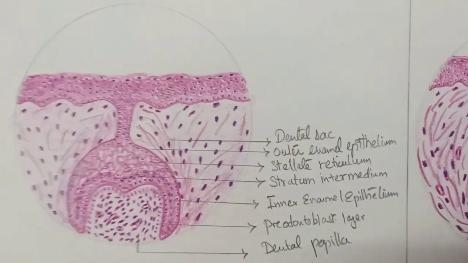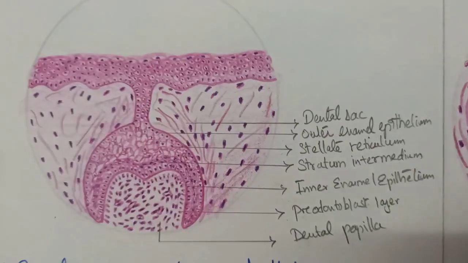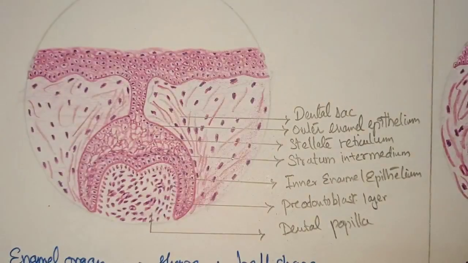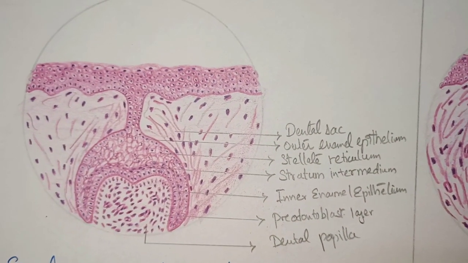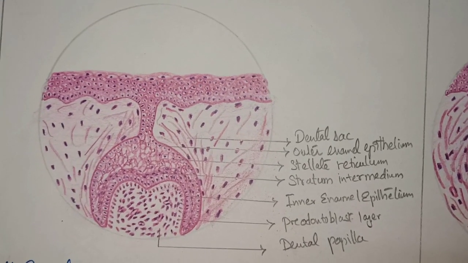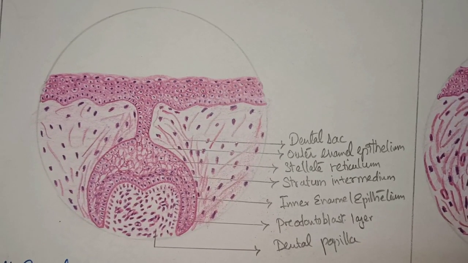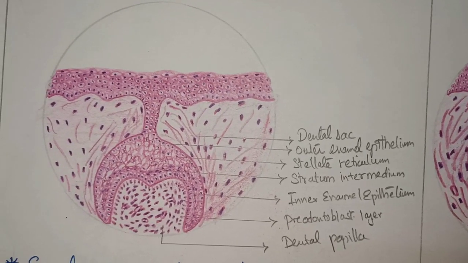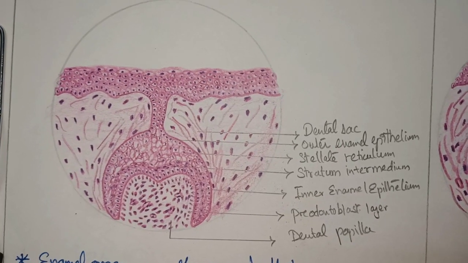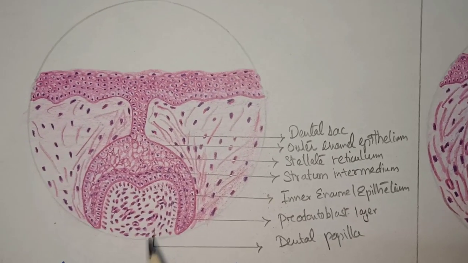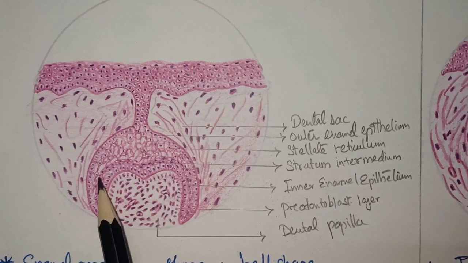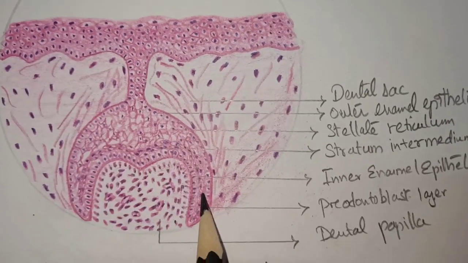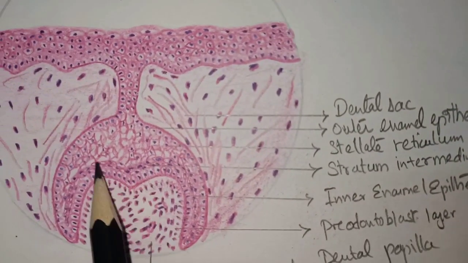Similar to the cap stage, you have distinct layers here. In the cap stage, we saw three distinct layers. However, in the early bell stage, you have four distinct layers. Similarly, from the cap stage, first the inner enamel epithelium, then the stellate reticulum and the outer enamel epithelium, and the last is the stratum intermedium. When you explain it, first you describe the inner enamel epithelium, stratum intermedium, then stellate reticulum and outer enamel epithelium. So what is this new thing called the stratum intermedium?